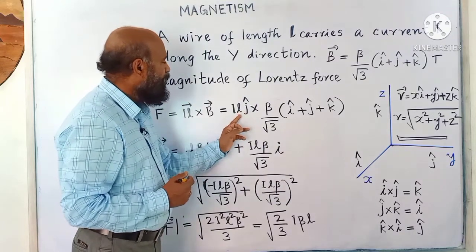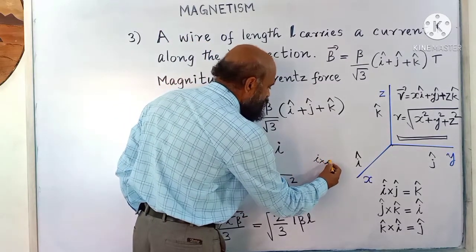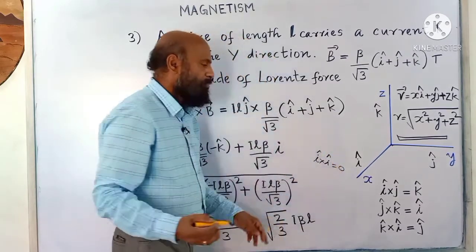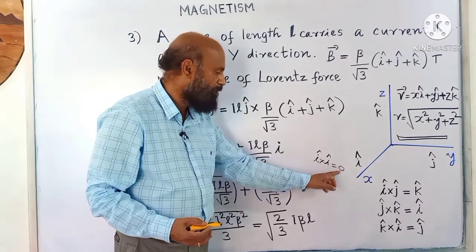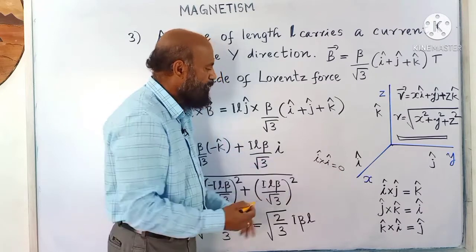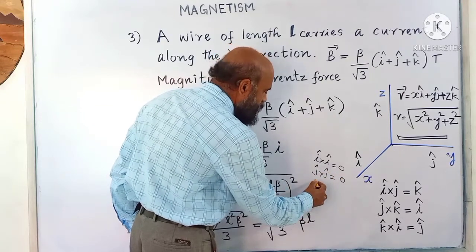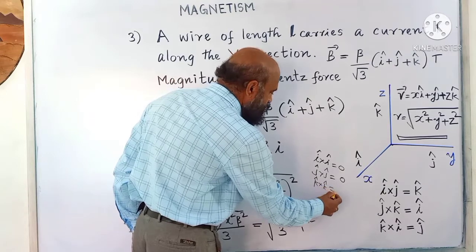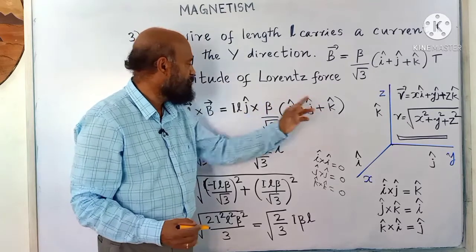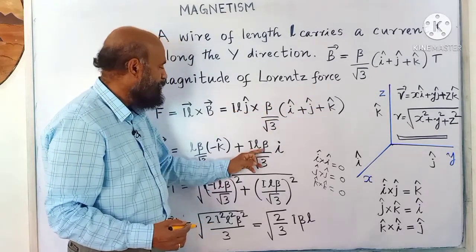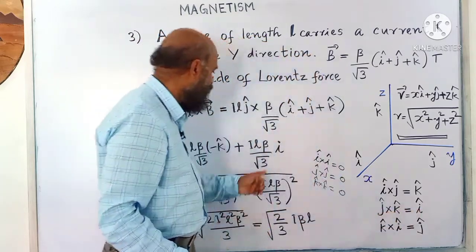Then j cross j is 0. You know i cross i is 0. The cross product of two equal vectors will be 0. j cross j also will be 0. k cross k also will be 0. So now you see here j cross j, it is 0. Next to this, with this I L B by square root of 3, j cross k.